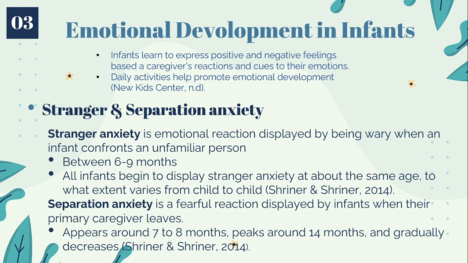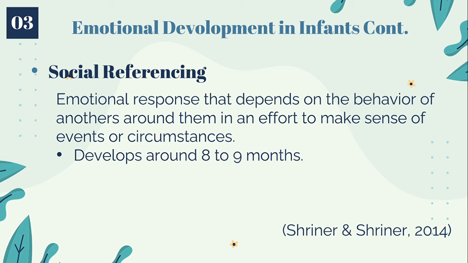And separation anxiety is a fearful reaction displayed by infants when their primary caregiver leaves them. This usually appears around 7 to 8 months. It peaks at around 14 months and then gradually decreases. And social referencing is an infant's response that's dependent on the behavior of those around them as they try to make sense of the world, and it usually develops around 8 to 9 months.